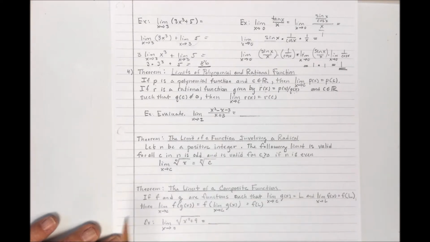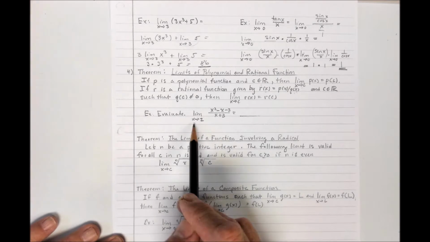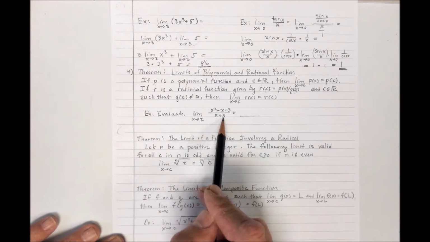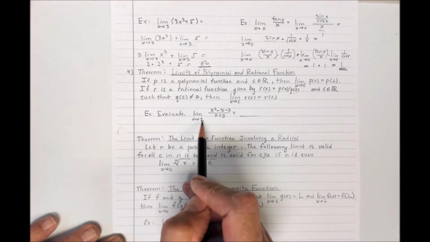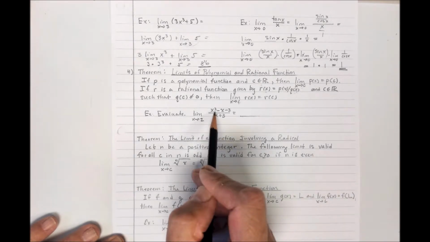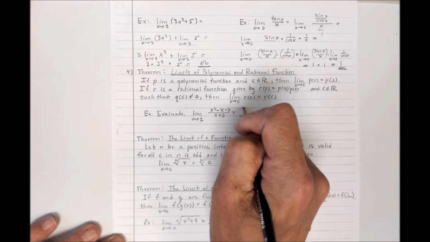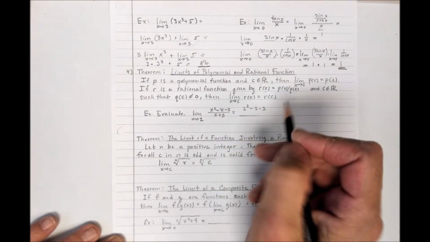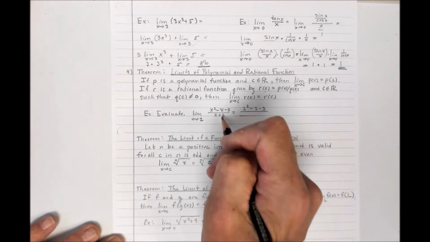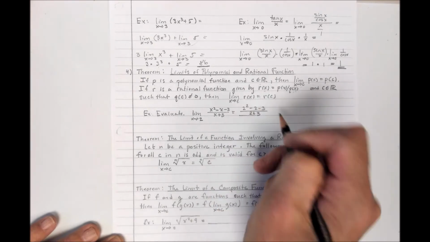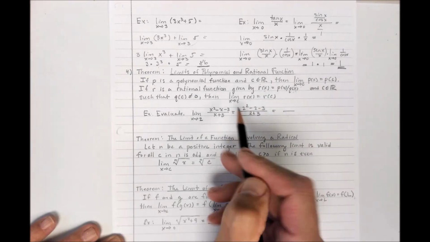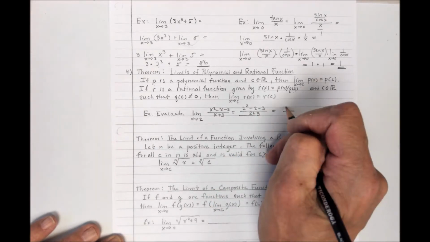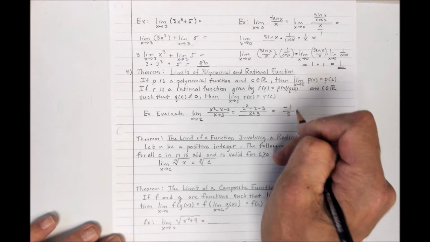And here we have an example of a rational. The limit as x approaches 2 of x squared minus x minus 3 all over x plus 3. Well, if I use direct substitution here, if I plug 2 in, I am going to get 2 squared minus 2 minus 3 all over 2 plus 3. So this is going to give me 2 squared is 4, minus 2 is 2, minus 3 is negative 1, all over 5, and there's my limit.